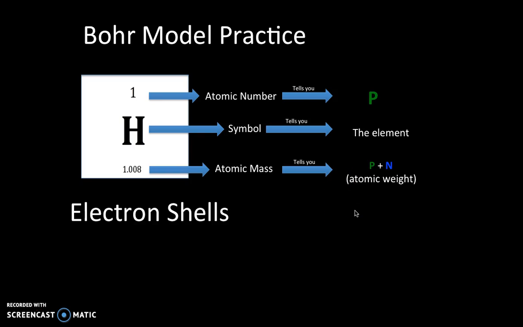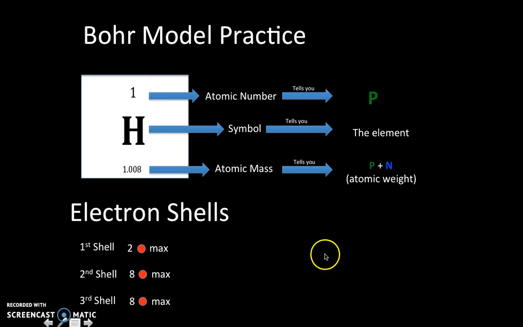So finally, I want to talk about electron shells. And all you need to know for that is that the first shell contains 2 electrons, the second shell contains 8 electrons, and the third also contains 8 electrons. And this is a maximum number of how many electrons each shell can hold. So the first shell, it could hold 1 electron, but it can't have 3. The second shell, it could have 5 electrons, but it can't have 9 or anything more than 8. And the same for the third shell.